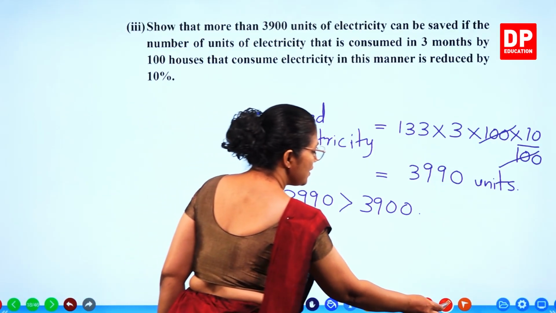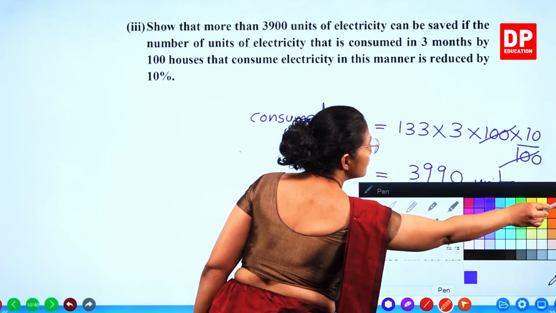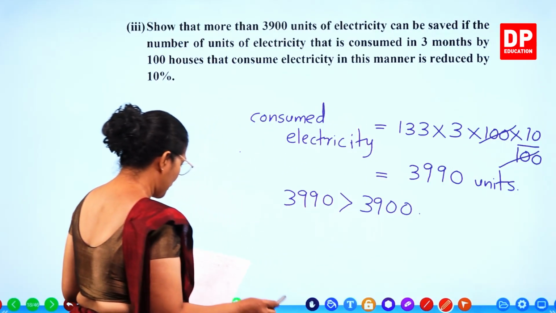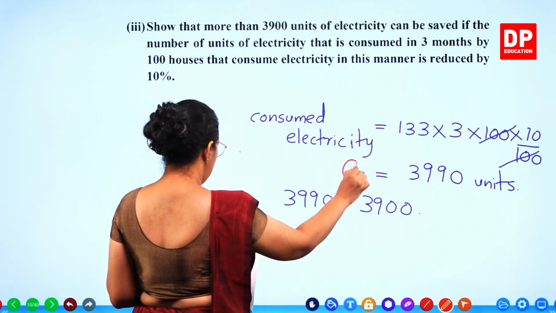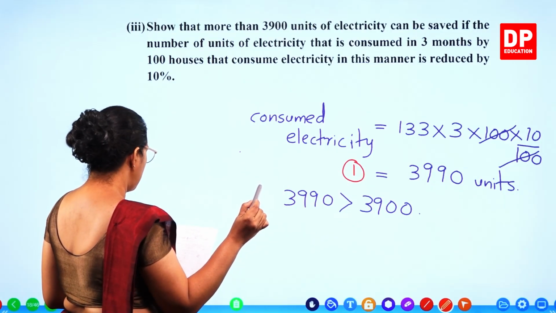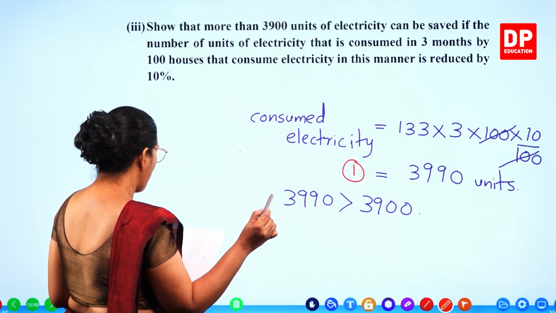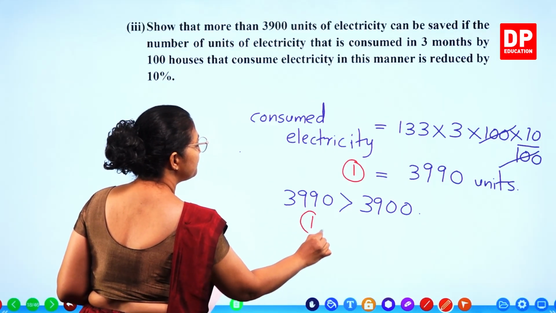So how many marks for this one? This one you get 1 mark here, and writing down this one, 1 mark.